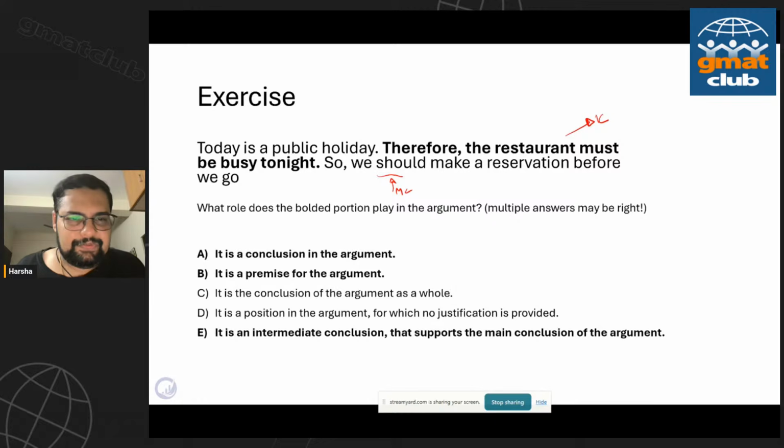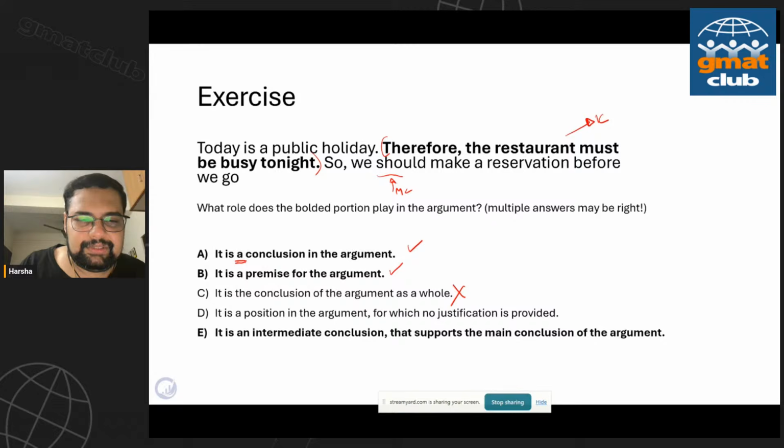I hope most of you are clear that choice A must be right. Notice it says "a conclusion." I didn't say "the conclusion." So the boldface portion, is it a conclusion? The answer is yes. It is in fact the intermediate conclusion here. So this would be true. A lot of you did reject A. I hope you guys are clear. "It is a premise for the argument" is also true, because we already discussed this. An intermediate conclusion is typically a premise for the overall argument, right? It's the conclusion of the argument as a whole.